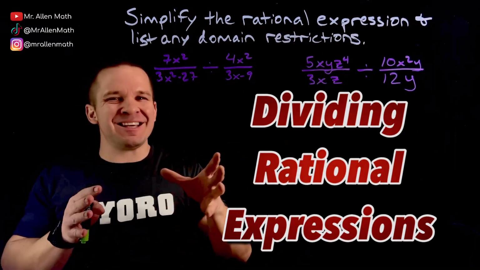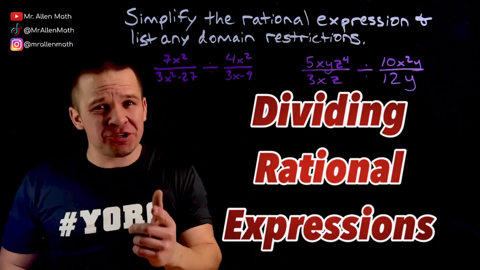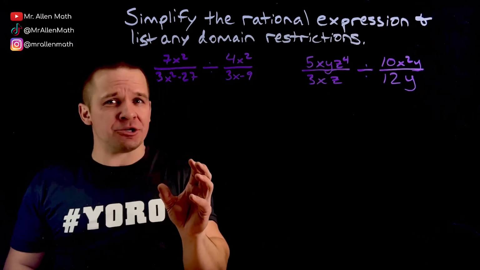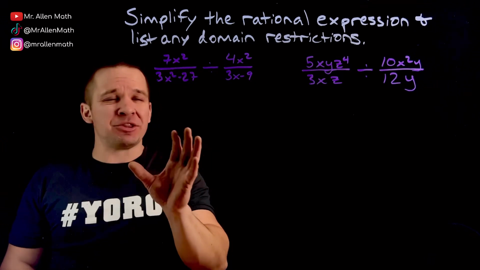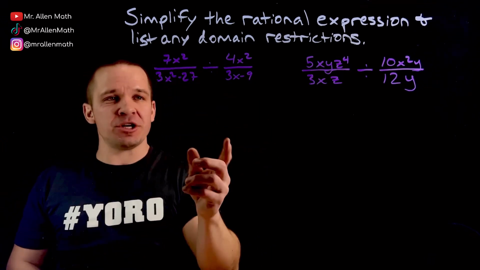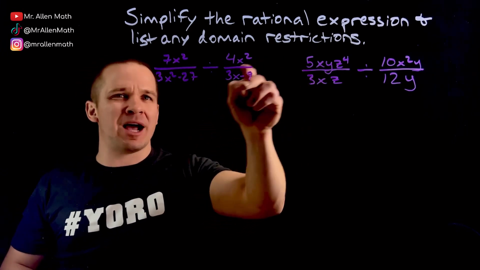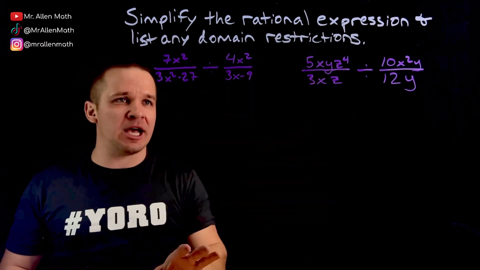We're about to simplify these rational expressions, and we're going to list any domain restrictions. Now, with division, it's very similar to multiplication. A lot of similarities, but for the domain restrictions, you've got to look out for one key difference. For division here, I can rewrite this as multiplication by flipping my second fraction, and then it's just like multiplication.